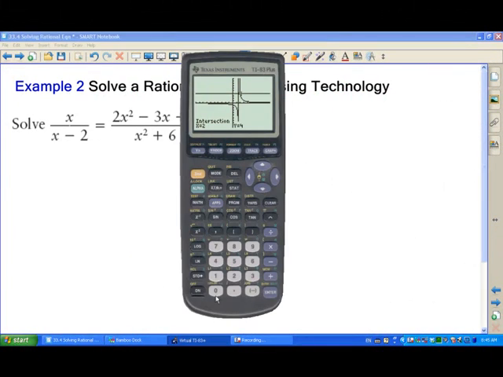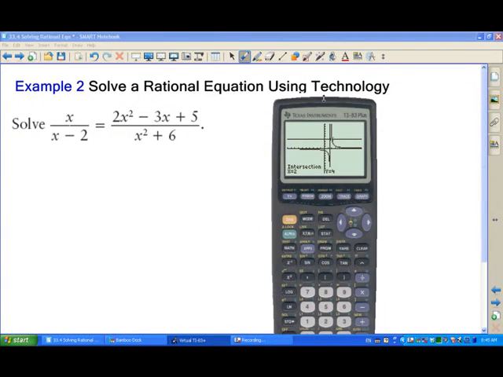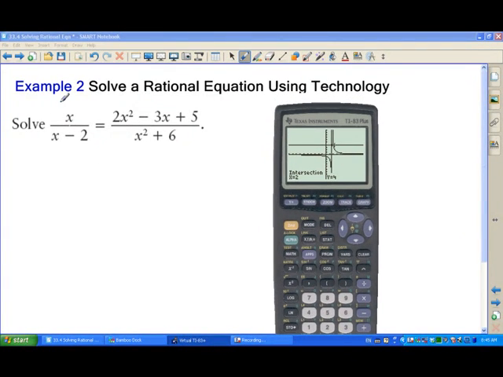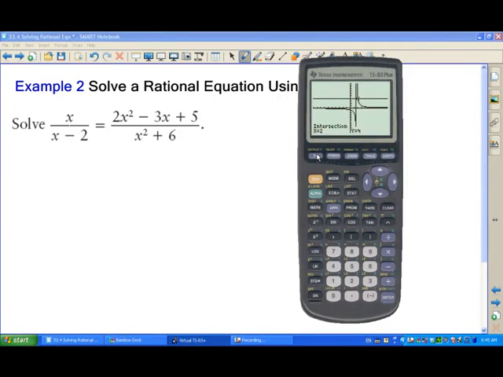Let's do a little bit of a harder example. Here I want to solve this equation. So I want to find out what x value makes the left-hand side equal to the right-hand side. We'll try this by graphing both functions on our calculator.